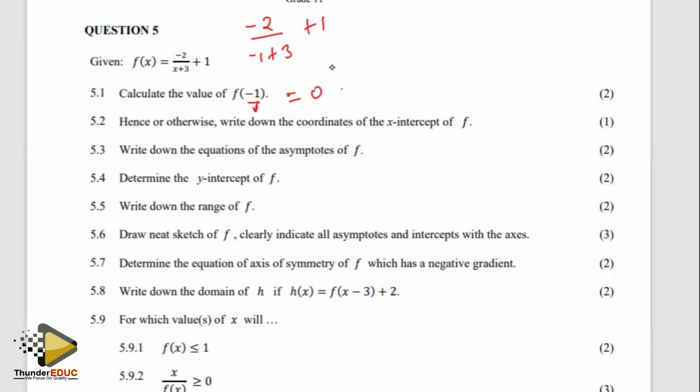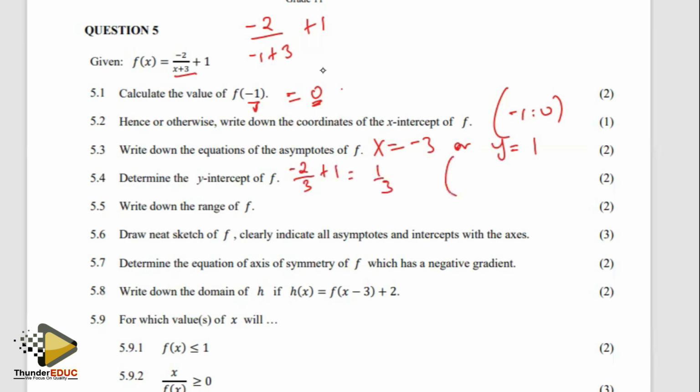Hence or otherwise, write down the coordinates of the x-intercept. So we know that for the x-intercept, the y must be 0. So the coordinates are going to be negative 1 and 0. Then asymptotes. So this is an asymptote. So x is negative 3 and then y is 1. Then for the y-intercept, we said x must be 0. So negative 2 over 0 plus 3, plus 1, which gives me 1 over 3.